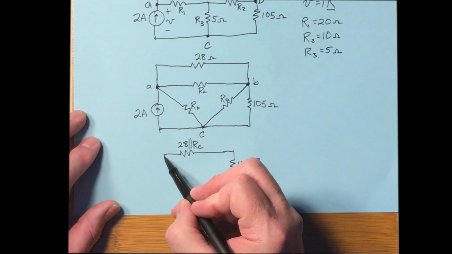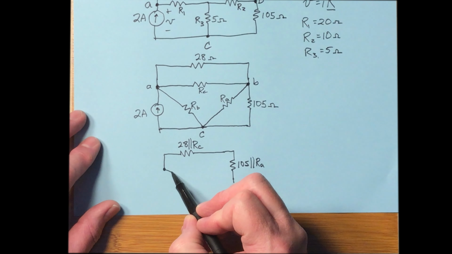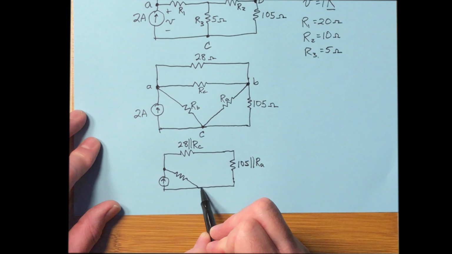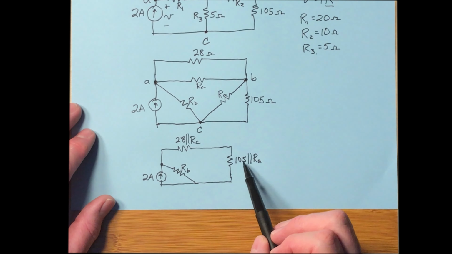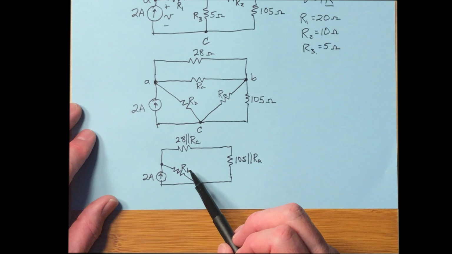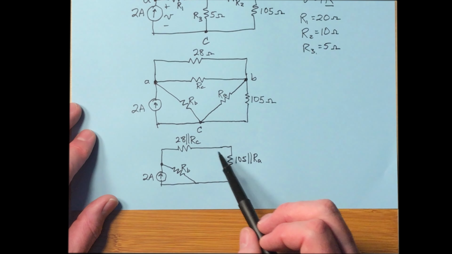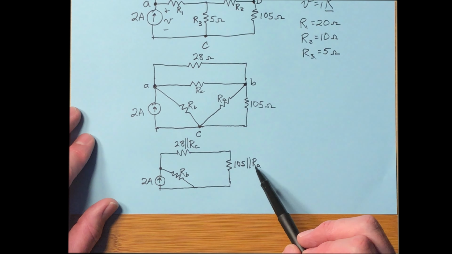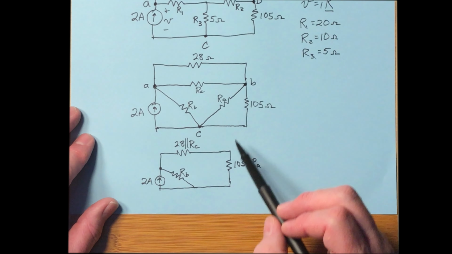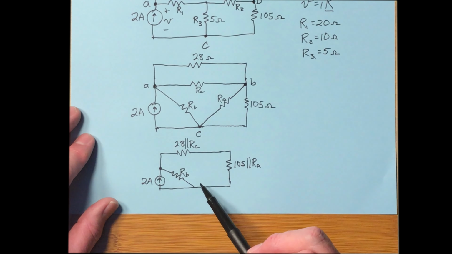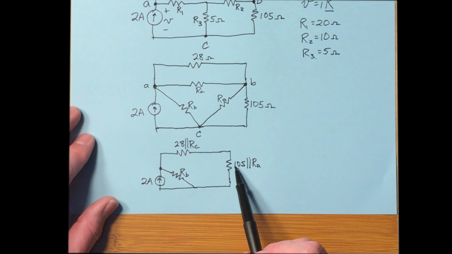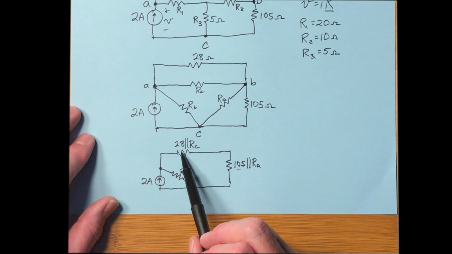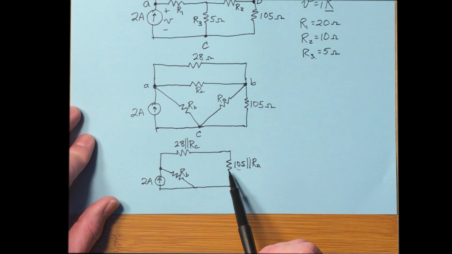There is still R sub B going across here. All I've done at this stage, I haven't computed R_A, R_B, and R_C yet, but you can see that this is a combination of these two resistors. This is a combination of these two resistors, and I've just redrawn the circuit this way. At this stage, you'll notice that this one is in series with the 28 parallel R_C. So I could combine those two together.